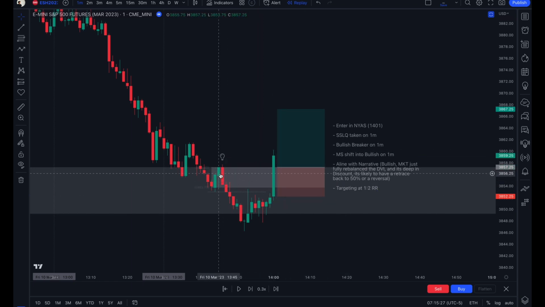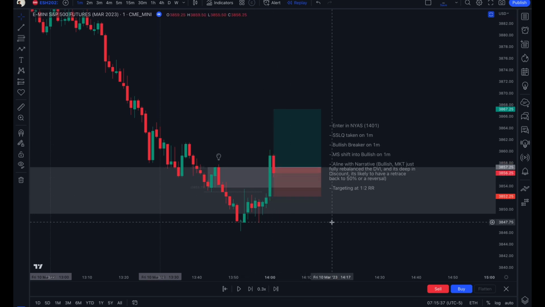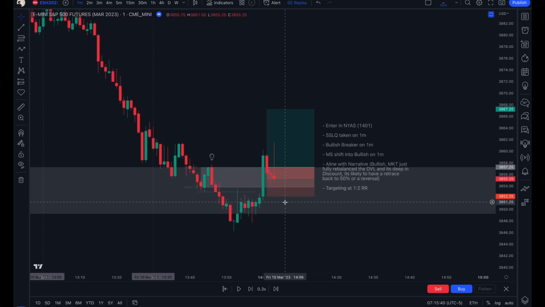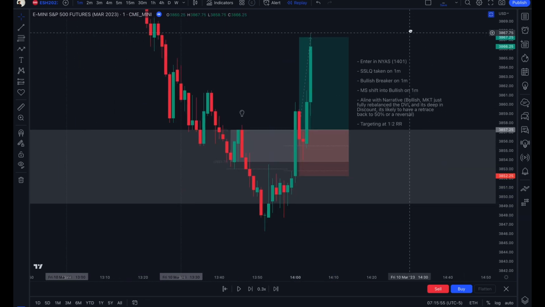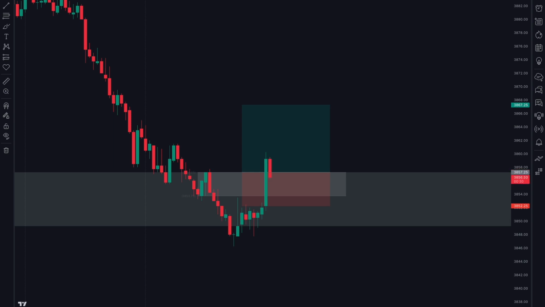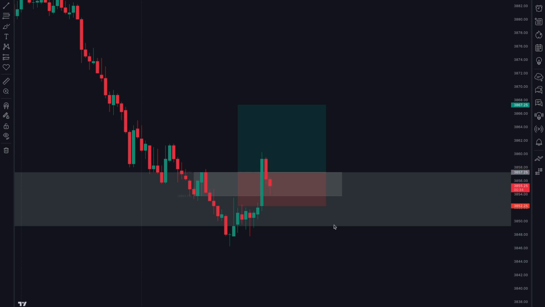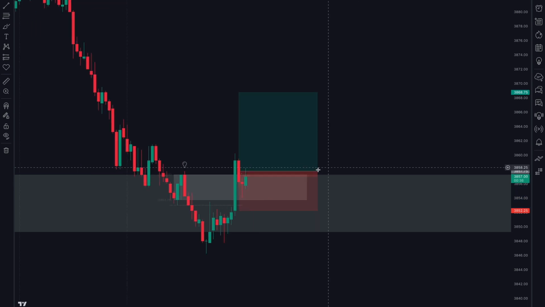So if the market goes back to the last bullish candle before it starts going up, taking out the sell side liquidity, we're looking to enter. It hits in our range, we enter, it retraces deeper into this 1 minute fair value gap, and it continues going up and hits our target, 1 to 2 risk to reward. So you can see how I entered this in real time.